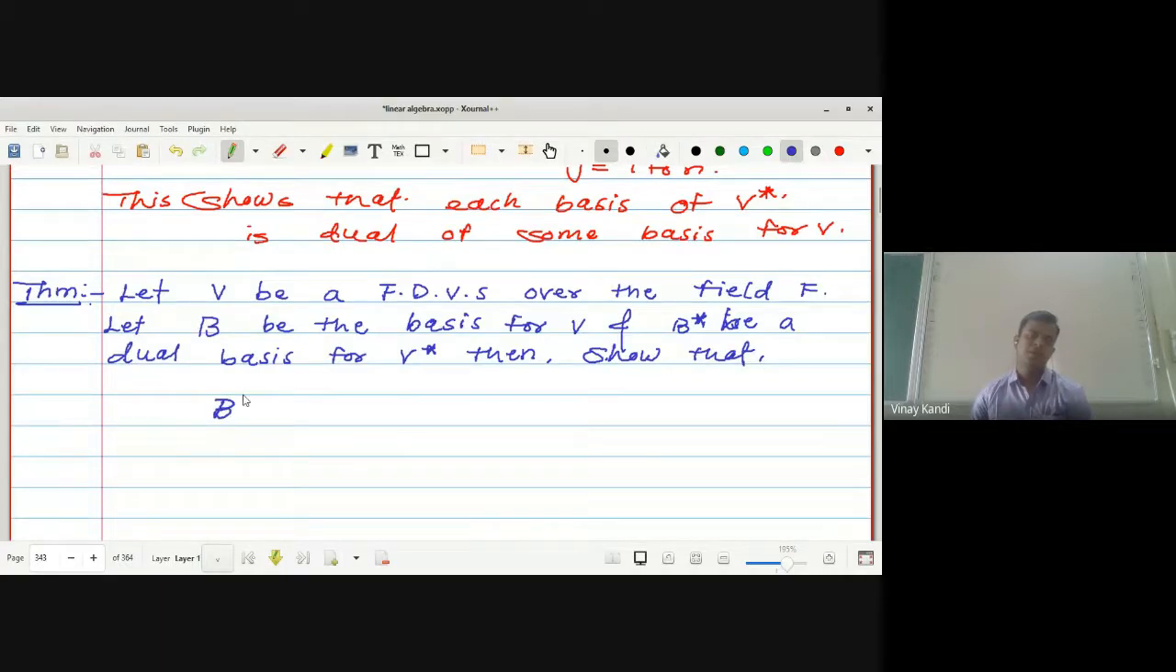B double star, the dual basis of V star, the double dual of V, is equal to dual of B star, which is equal to double dual of B. After that we can say B double star is equal to B. That is, we have to prove that if L1, L2, up to Ln is the basis for V double star, then Li is equal to L alpha i, which is equal to alpha i, where i is running from 1 to n.